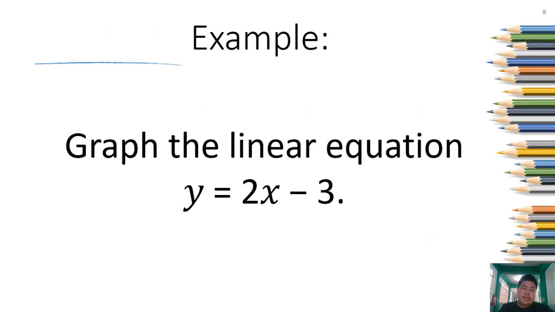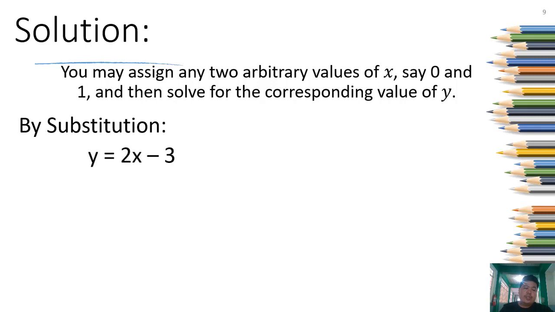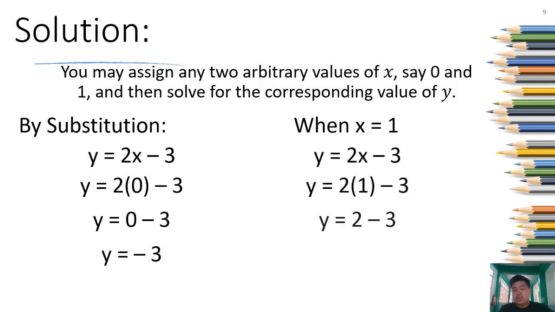Example number 1 says: graph the linear equation y = 2x - 3. Here's our solution. You may assign any two arbitrary values of x, say 0 and 1, and then solve for the corresponding value of y. By substitution, when x = 0, y = 2(0) - 3, so y = 0 - 3, then y = -3. When x = 1, we have 2(1) - 3, or 2 - 3, so y = -1.